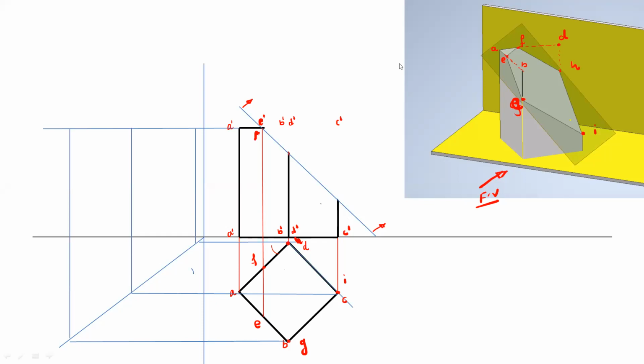So find out the intersections in the side view. Right now, to draw this side view, we are observing from the right side. So this will be the right-hand side view and it is drawn on the left side of the front view. This is called the first angle projection method.